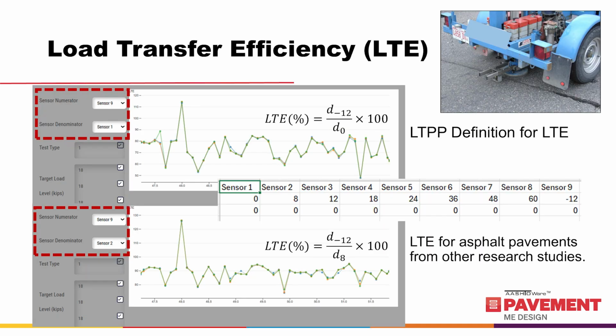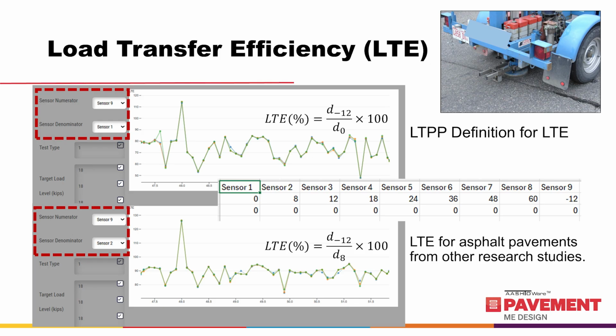The user first selects the sensors to be used in calculating the load transfer efficiency across the transverse joints of PCC pavements and transverse cracks in flexible pavements. Using the LTPP definition of load transfer efficiency from the previous slides is shown on the screen. The deflection measured at sensor 9 is divided by the deflection measured by sensor 1, or the sensor under the load plate. The spacing and sensor locations are shown on the slide for the example. The trailing sensor is sensor 9 and sensor 1 is under the loading plate.